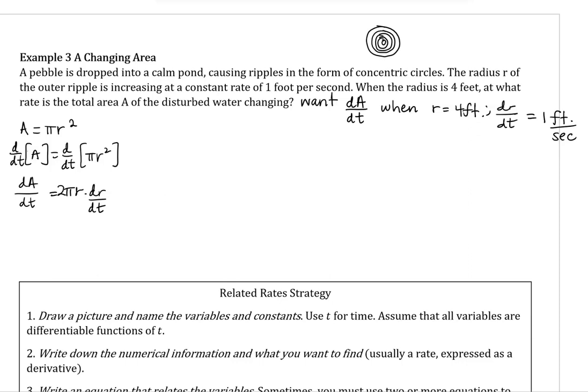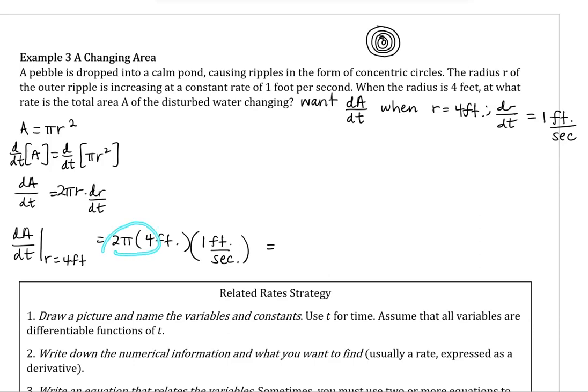I would like to know what dA/dt is at a certain moment in time, in particular at the moment in time when the radius is 4 feet. So I'm going to go ahead and plug in a radius of 4 feet for r. And then for dr/dt, how fast the radius is changing, we're going to plug in the 1 foot per second that we were given earlier in the problem. So now let's multiply all of this out together.